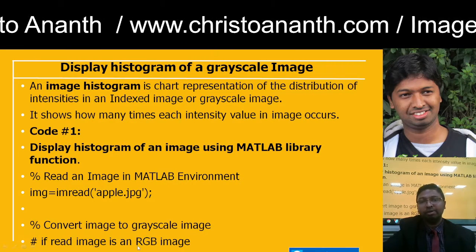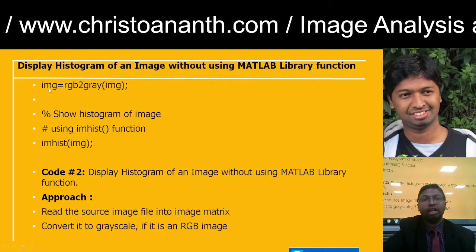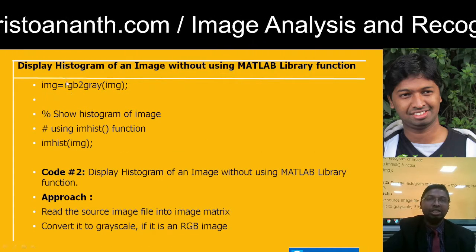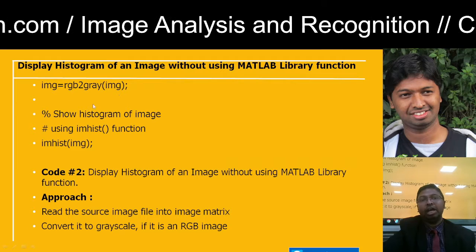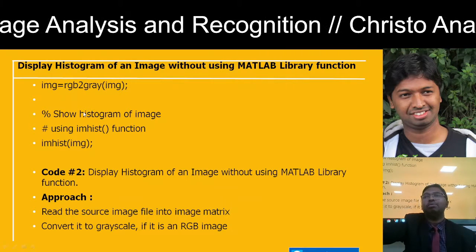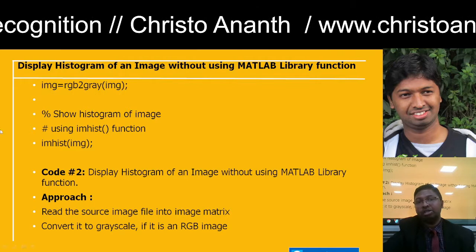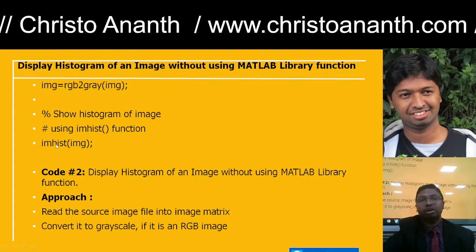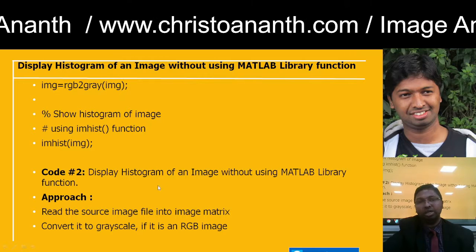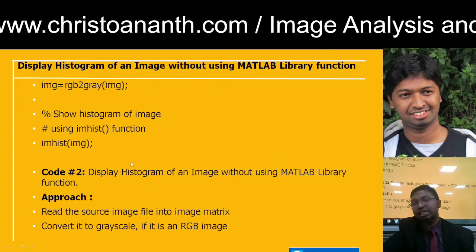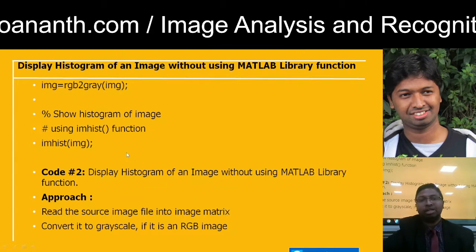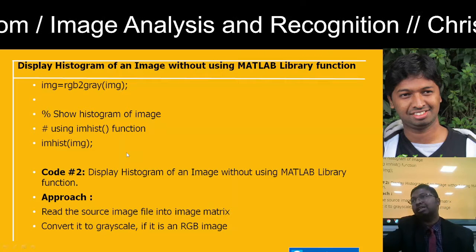So if the read image is an RGB image, then you will have image is equal to rgb2gray of image, and you have to show the histogram of the image. You have to plot it. So using the imhist function, you will have imhist of image, and you are going to display the histogram of the image using the MATLAB library. So that's another example.